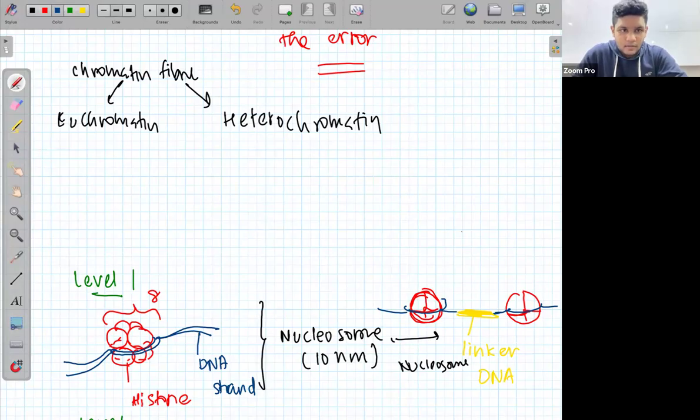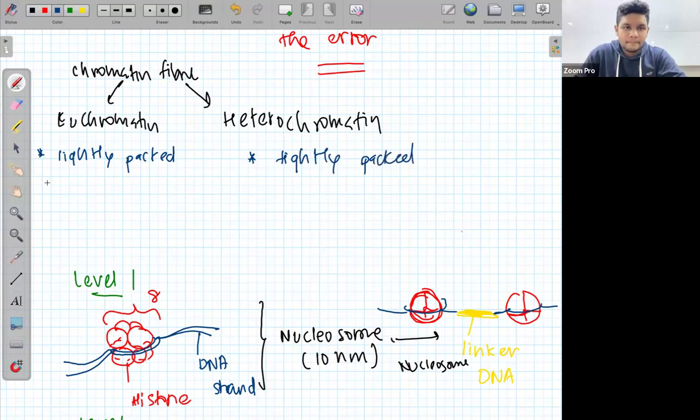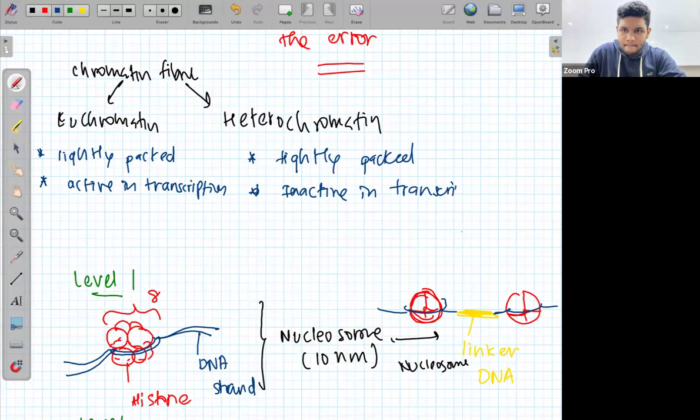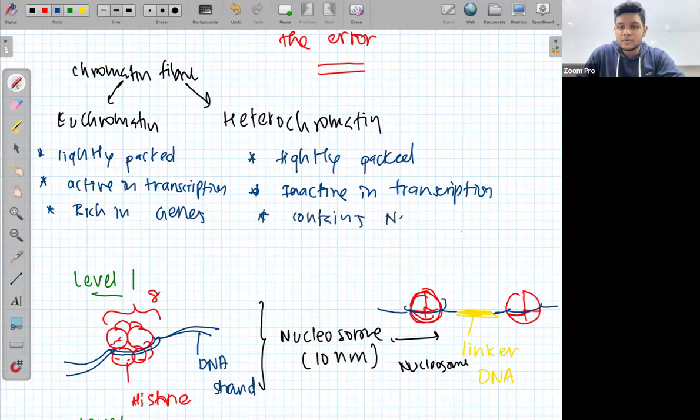First, euchromatin is lightly packed. Opposite of it, heterochromatin is tightly packed. Euchromatin is active in transcription; again, transcription comes under protein synthesis. Heterochromatin is inactive in transcription. Euchromatin is rich in genes. Heterochromatin contains nucleotide sequences.